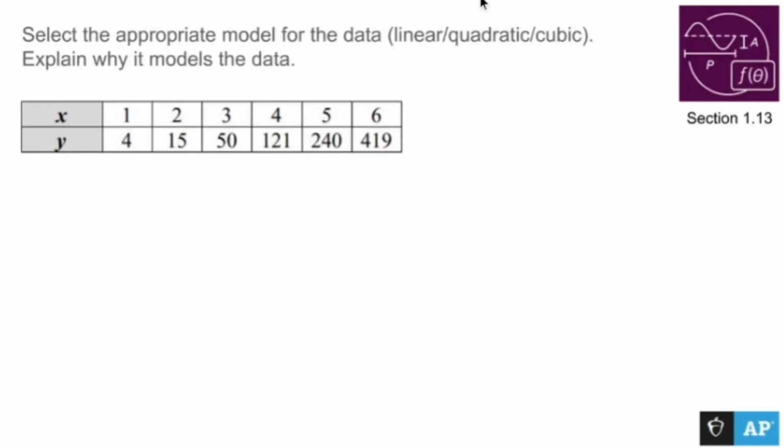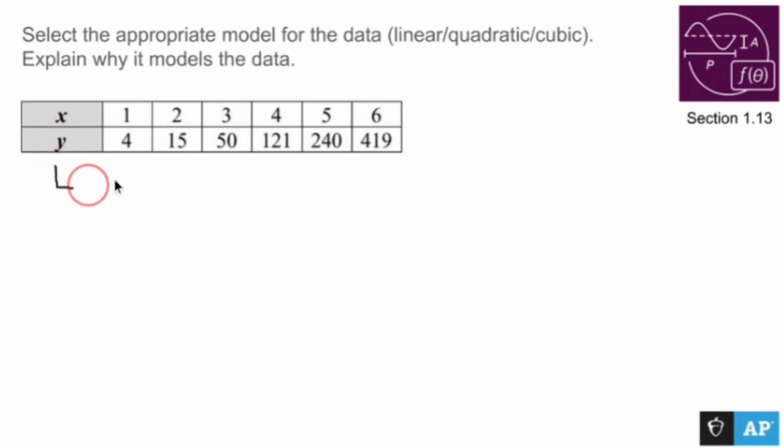Select the appropriate model for the data. Is it linear? Is it quadratic? Is it cubic? This is what you're looking for. In order to find out from a table if something is linear, quadratic, or cubic, you need to find the rate of change, as long as the inputs go up by the same number. That's called equal length input value intervals.